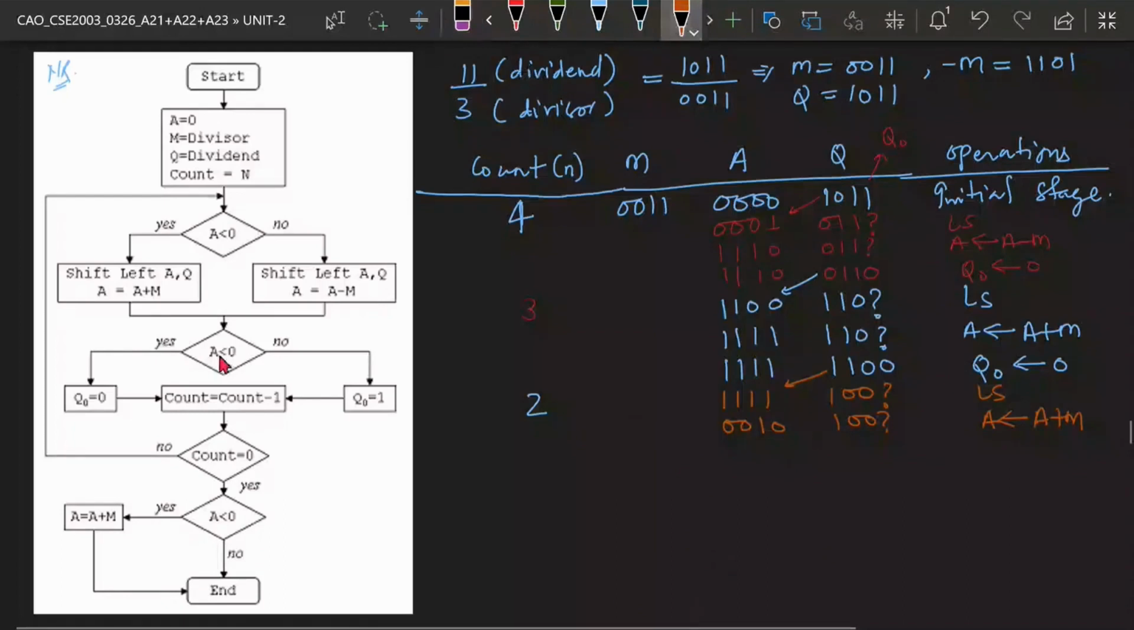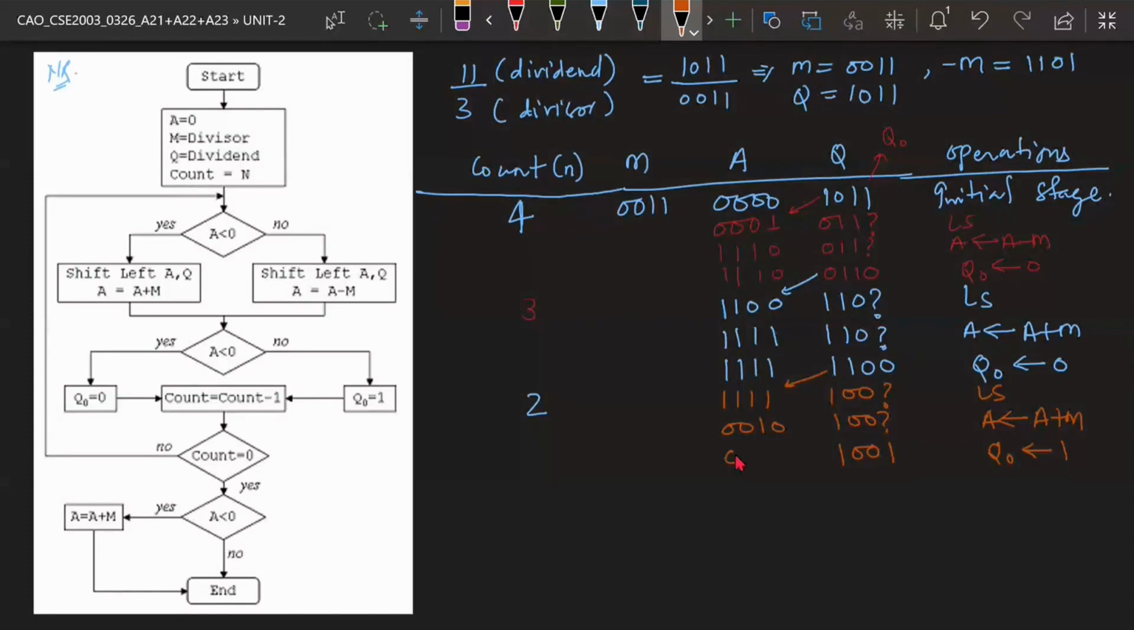Okay. Now we should again be checking the content of A. You can see here the MSB bit is 0, that means the sign bit is 0. So once the sign bit is 0, this is not satisfied, which means it is going to move to the no side. So once it is the no side, the Q naught bit should be equal to 1. So it should make 1, 0, 0, and the Q naught bit should be 1. So it is going to make Q naught 1, and the A value will be the same, and then it should reduce the count. So the count goes from 3 to 2.